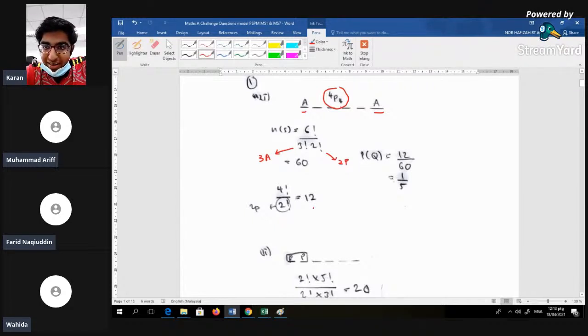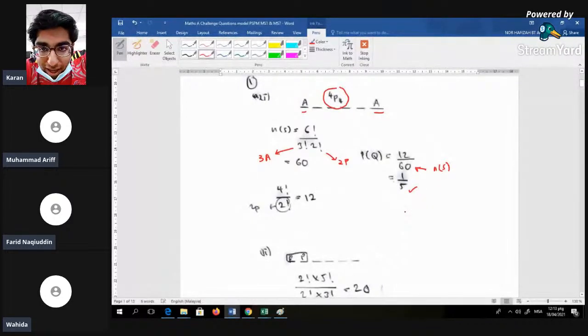And so finally, the last step will be the probability of Q is the number of events that we want, which is 12, divided by the total number of outcomes, which is 60. And that will give you 1/5.